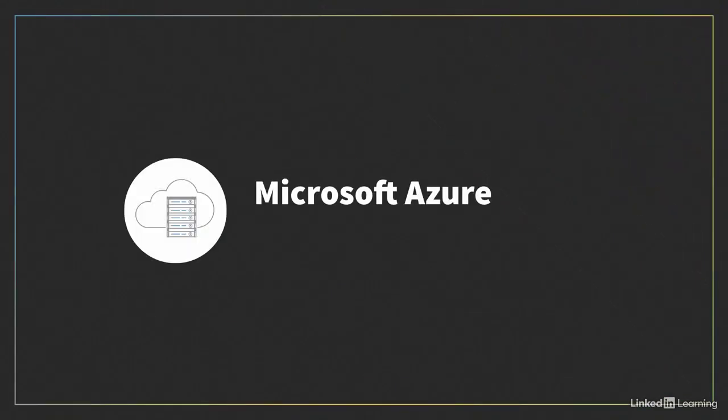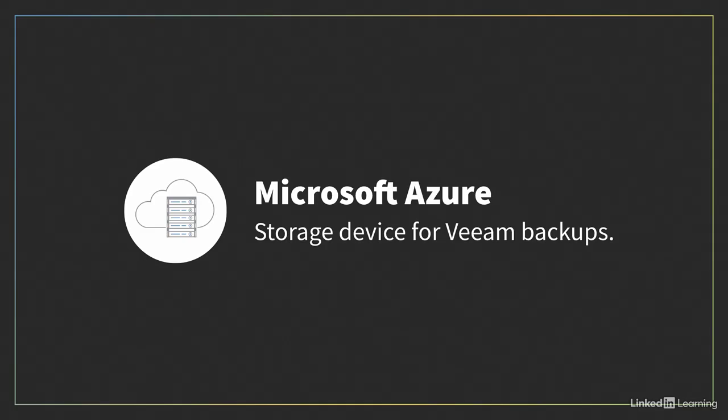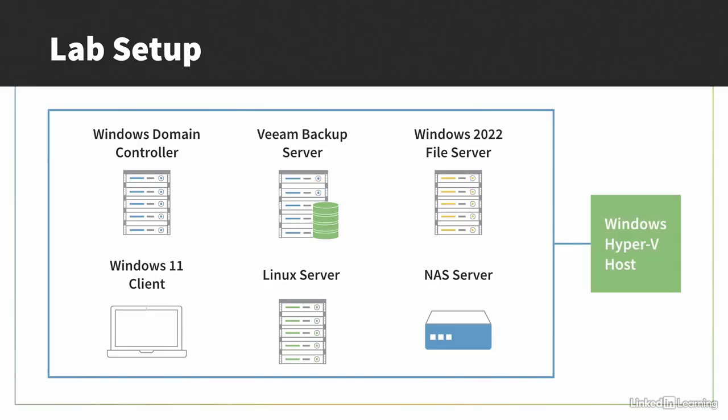I'll also be connecting to the Microsoft Azure Cloud, where I'll be setting up storage there, and that will be set up as a storage device for our Veeam backups. All the servers that you see here are running on a Windows Hyper-V host. Now, it doesn't matter if you're using VMware or Hyper-V or physical servers, whatever it is, to run the Veeam backup and replication program. As long as it's using a supported Veeam operating system, which we are here using Windows Server 2022 Standard, then you can back up any physical or virtual machine from that location.